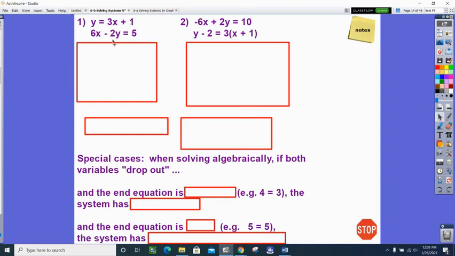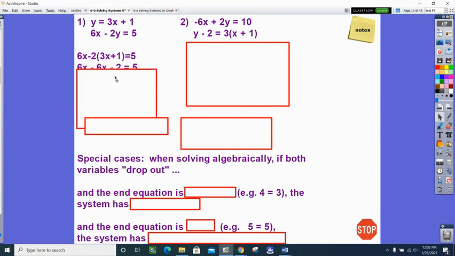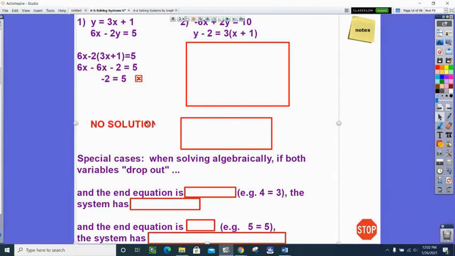Again, I'm going to substitute. I don't have to solve because I already have one solved. So I'm going to substitute the 3x plus 1 into this y spot. I'm going to do the distributive property. And right here, when I combine like terms, the variable goes poof, and I'm left with 0 minus 2, which is negative 2 equals 5, which isn't true. Can you already guess which case this is? Think back. This case is a no solution. If you had graphed them, this would be parallel.